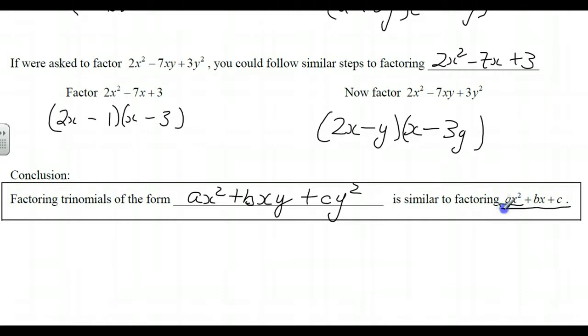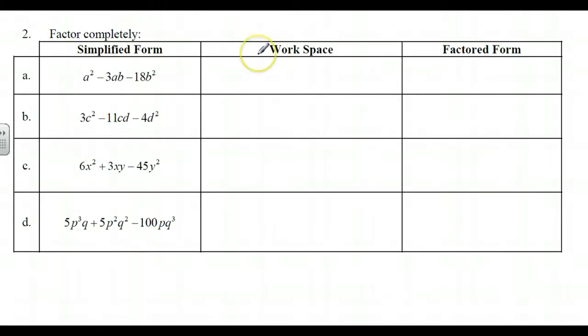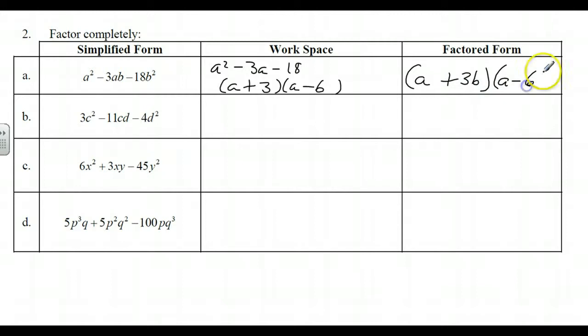So factoring in two variables is really very similar to factoring in one variable, right? You're just solving a simpler problem. So I am going to factor a squared minus 3a minus 18. I'm going to get an a and an a and a plus and a minus and a 3 and a 6. a squared minus 6a plus 3a is minus 3a minus 18, and a plus 3b, a minus 6b.